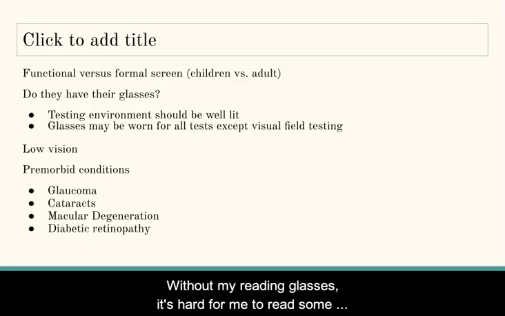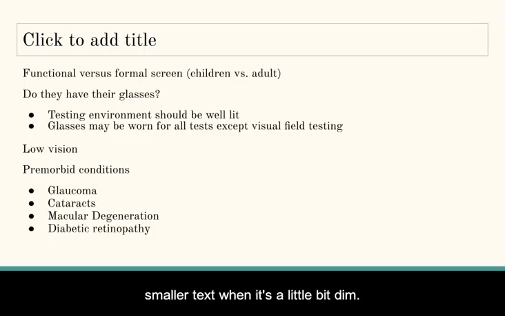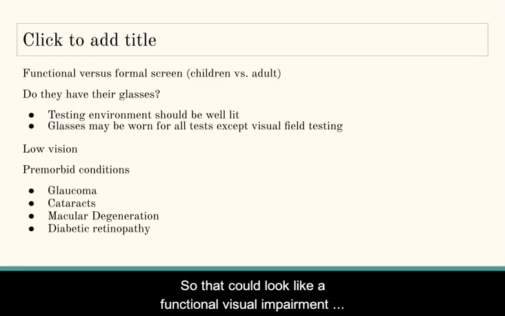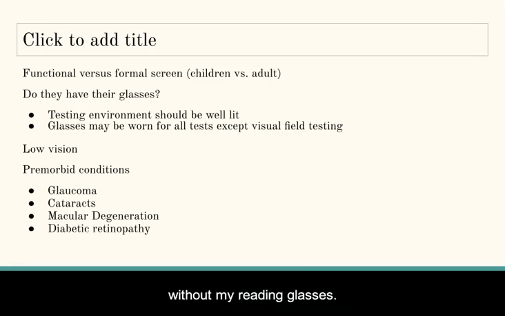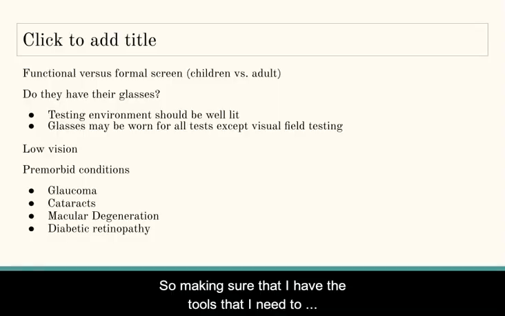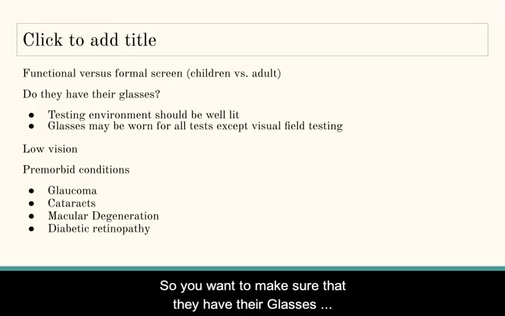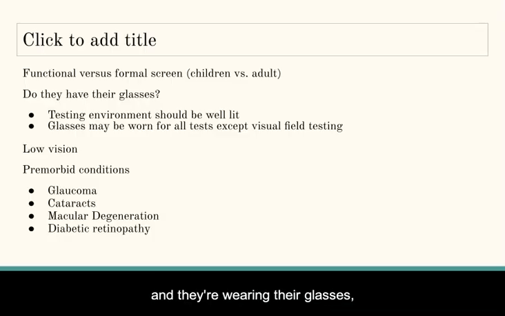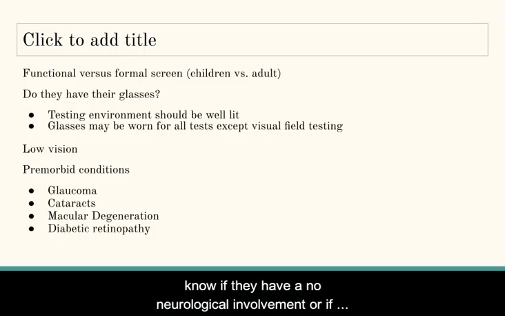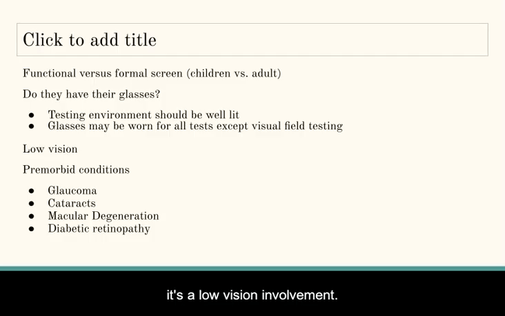Without my reading glasses, it's hard for me to read some smaller text when it's a little bit dim. So that could look like a functional visual impairment without my reading glasses. So making sure that I have the tools that I need to perform these activities, or visual testing. You want to make sure that they have their glasses and they're wearing their glasses. Know if they have a neurological involvement, or if it's a low vision involvement.